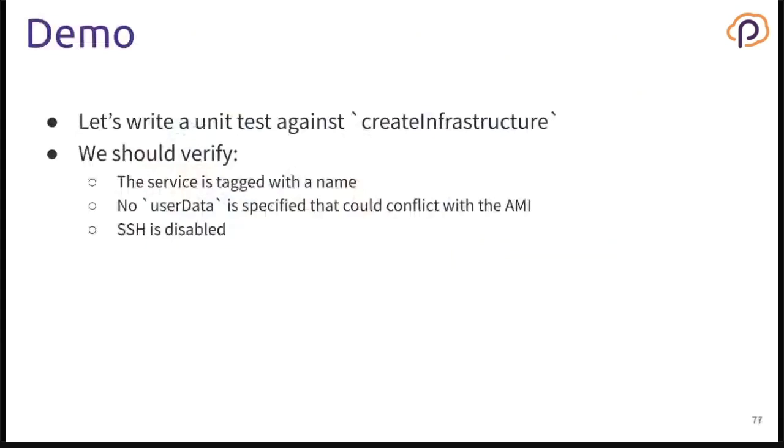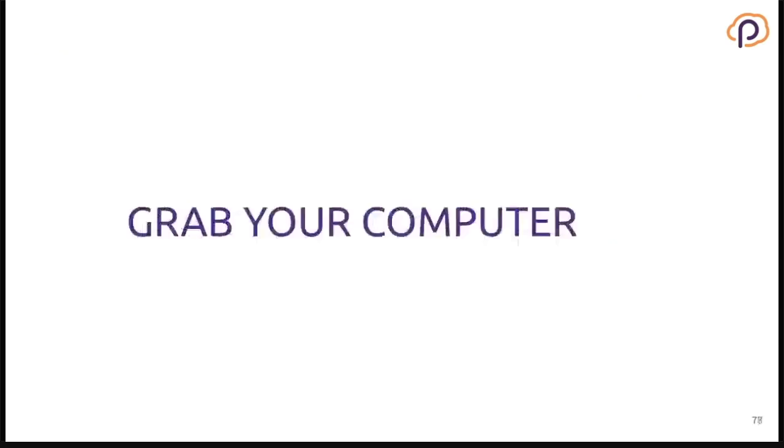And so let's go ahead and write a unit test against our create infrastructure function. We want to verify that the service has that tag, so we can build that operational tooling. No one is specifying that user data. We're pretty sure that they can't because we wrote that function signature that takes in no parameters, but we want to be extra careful. And then we want to check that SSH is disabled, because it'd be really bad for someone to be able to log onto a server and take our user data. So this is another good time to go ahead and grab your computer.